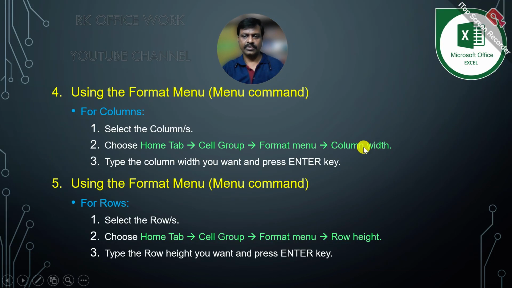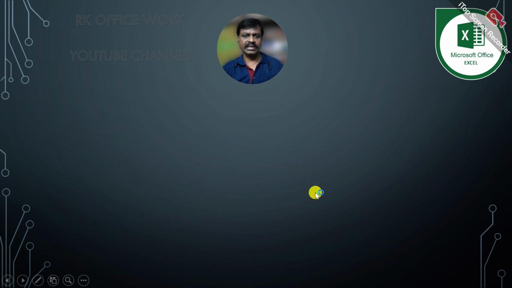In this way, we can change column width and row height. So this is about column width and row height. So what ways are there? I showed you, but always prefer the keyboard shortcuts. This makes your work very fast.